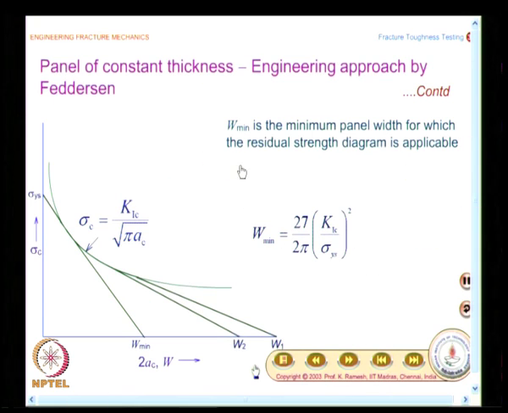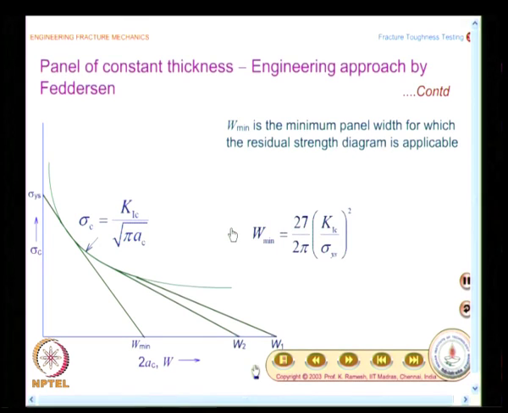So, the summary here is, W minimum is the minimum panel width for which the residual strength diagram is applicable, because ultimately when you want to use fracture mechanics concepts for design, I need to get a residual strength diagram. Once we go to elastoplastic analysis, you will have the failure assessment diagram, called FAD. In the case of linear elastic fracture mechanics, you will have a residual strength diagram. I suppose you have been able to draw the graph, and it is very simple.